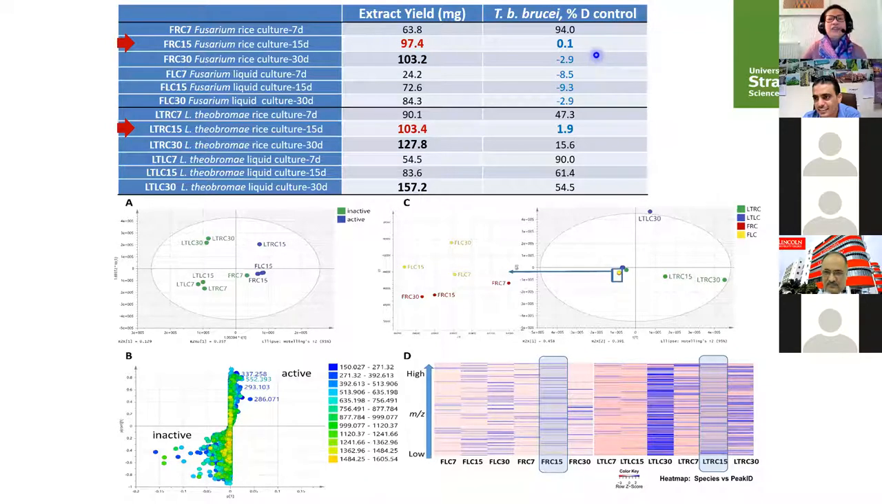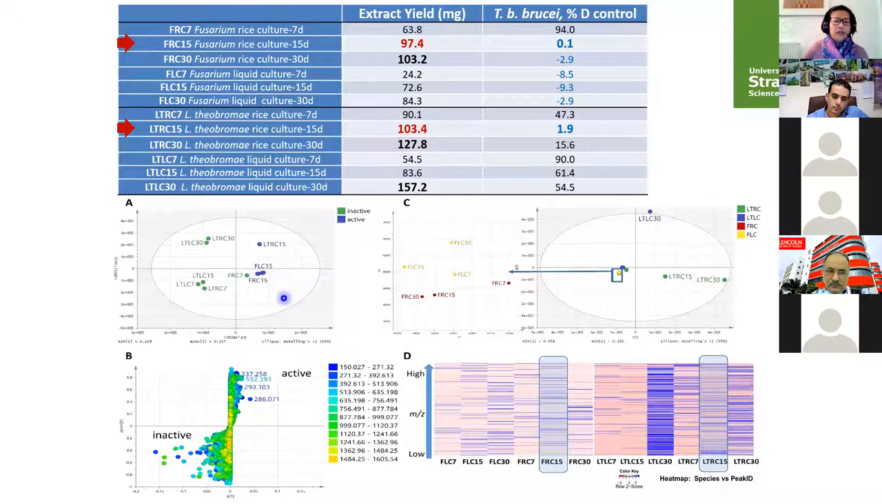Okay, yeah, so these two were found to be bioactive, right? But I think the most stable bioactivity was found in the 15 days. When it comes to Lasiodiplodia, we could see that the highest yield were found in the liquid culture 30 days, and then followed by 30 days, 15 days under the rice culture. However, when it comes to bioactivity, there was a unique bioactivity found on the 15 days. This tells us that increasing the yield doesn't really increase the bioactivity. And that also tells us the type of metabolites being produced are very different in the different type of cultures. Okay, so here's the metabolomics or multivariate analysis.